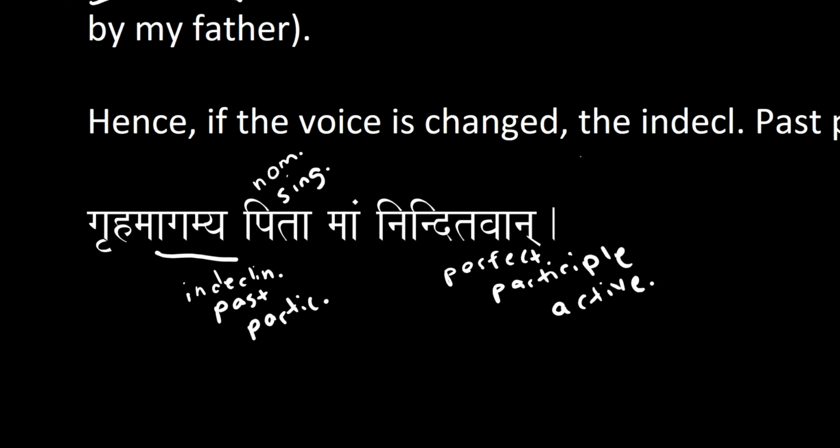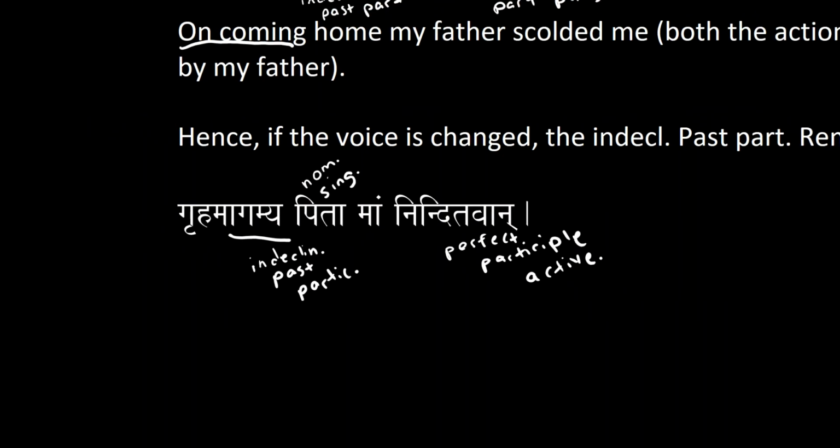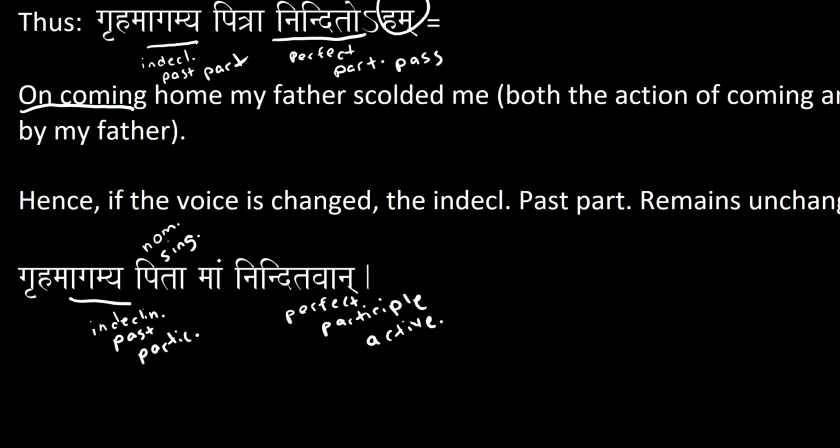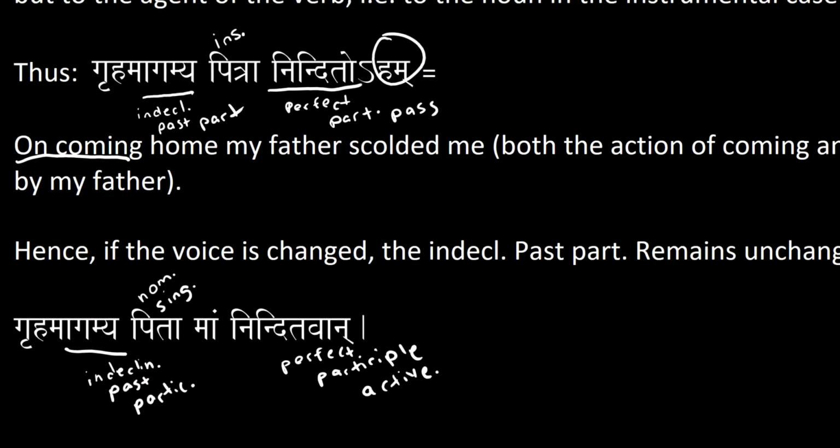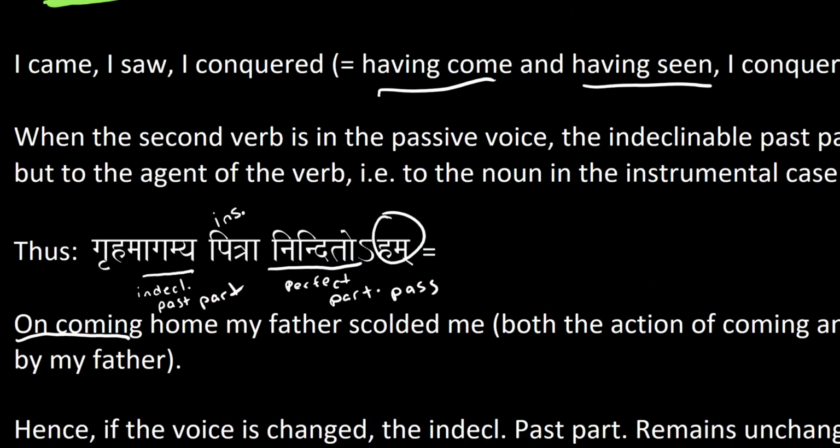So, pita here is nominative singular. It has to be nominative singular because it's agreeing with the verb here. So, nindatavan, the agamya is still going to agree with the pita, with the father, because he's doing both actions. The point here is just that it remains unchanged, but for the purposes of translation, you know what is being referred to, what the indeclinable past participle is referring to. So just be mindful of that.